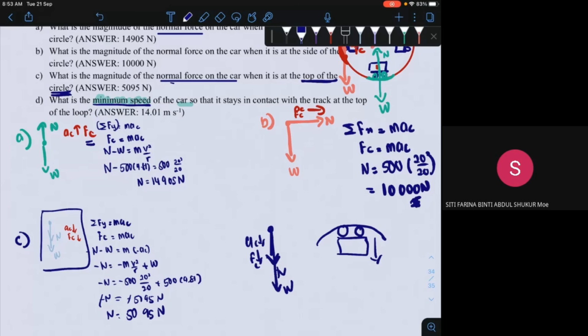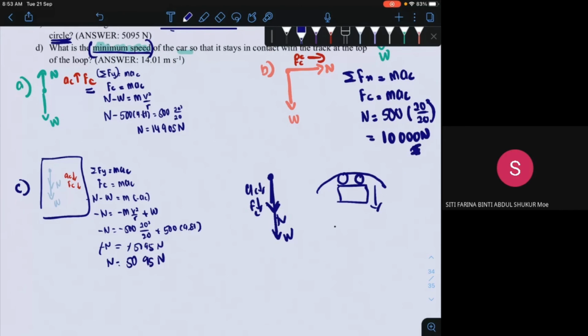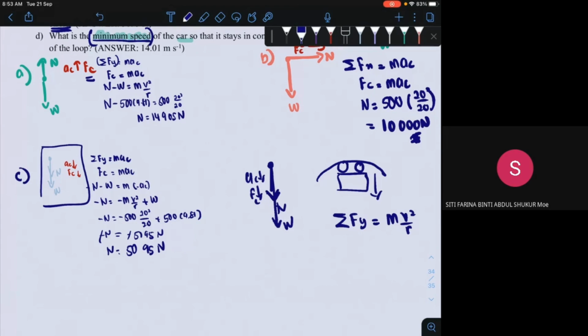Kalau dia tak mencapai this minimum required speed, your car will not be able to make that turn dekat sini. So kereta kamu tak mampu naik ke atas sebab dia tak cukup kelajuan yang paling minimum untuk dia pusing dan turun ke bawah. So when you're talking about minimum speed dekat sini, okay, kita akan guna summation Fy is equals to mv square over R lah kan. Okay. As you can see, you have forces along Y kamu adalah negative N minus W is equals to negative mv square over R sebab semua direction dia ke bawah.